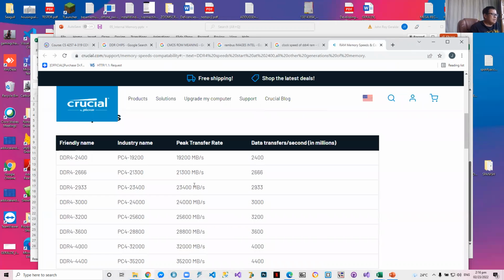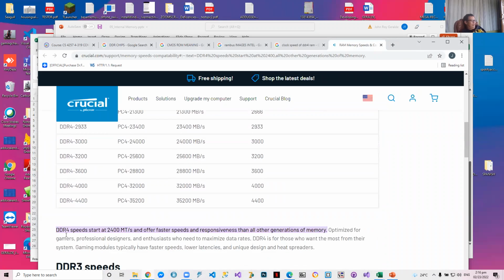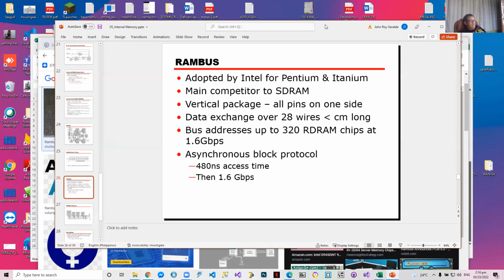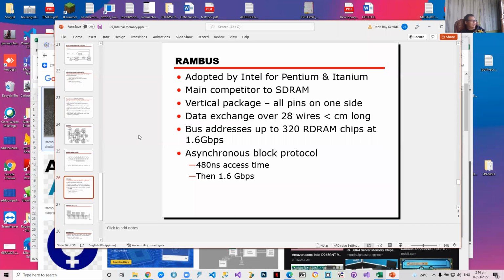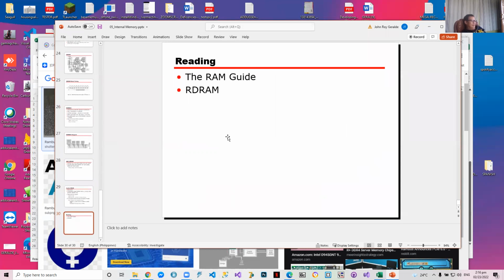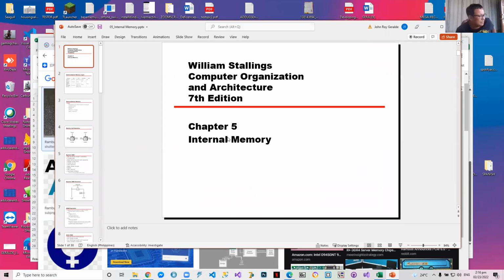9,200 Mbps. MB means bytes. Okay? So 2.4 already. If you have a DDR4 4400, you will have 4.4 Gbps. Now, during that time, a RAM bus could do 1.6 Gbps, while a DDR could only do 800 Mbps. So this is twice as fast. It's obsolete nowadays because it was very expensive. So DDR is now the trend.